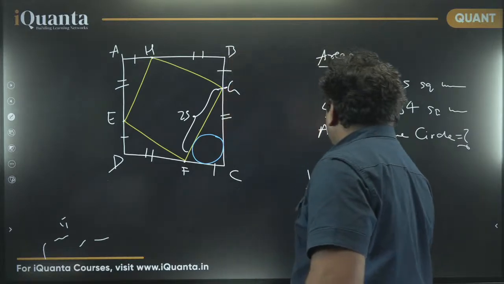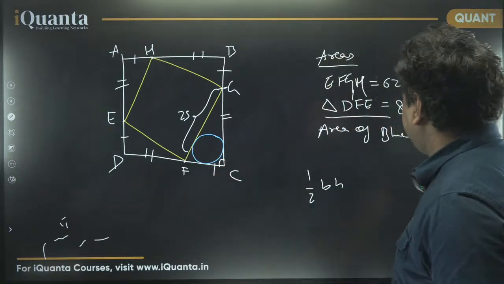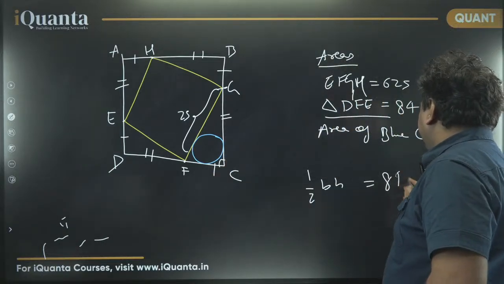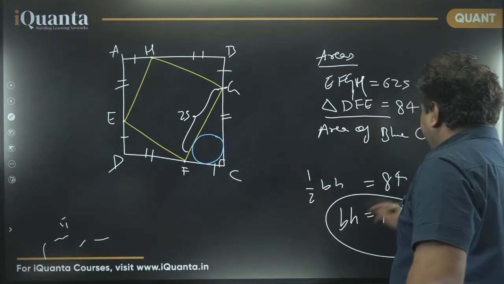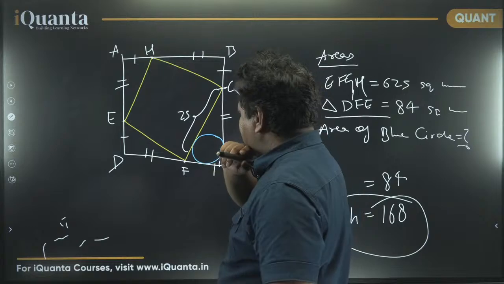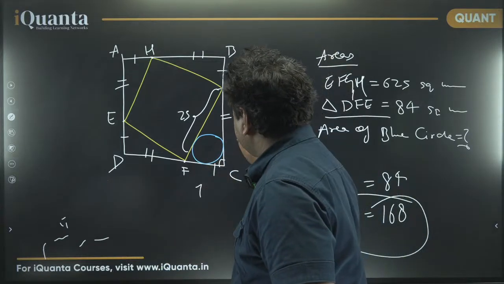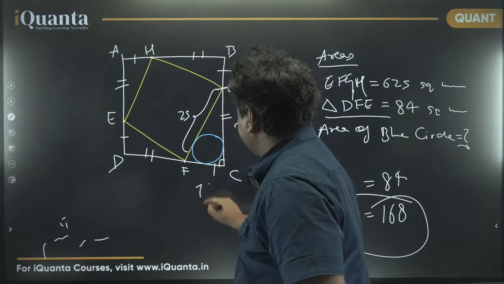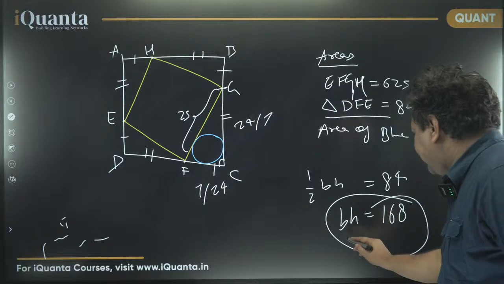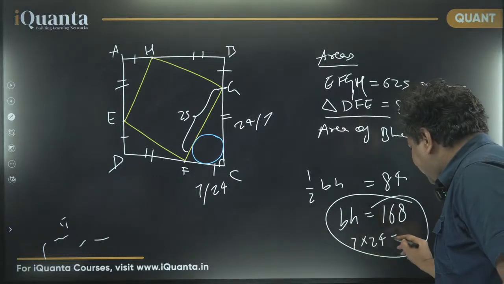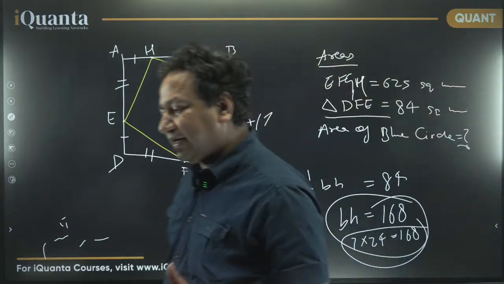So half into base into height, as, of course, it's a right angle triangle. Half BH is given as 84, which further means B into H is equal to 168. Okay, and this is 25, by triplets, Pythagorean triplets that we have discussed. This can be 7, this can be 24, or this can be 24, 7. ऐसा हो सकता है. Let's put the value. If I put 7 and 24, do I get 168? Yes, I do get 168. That means our assumption is totally correct.